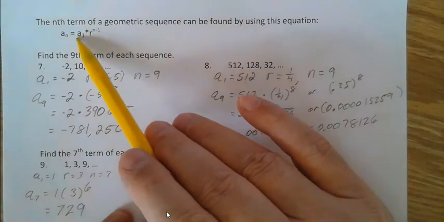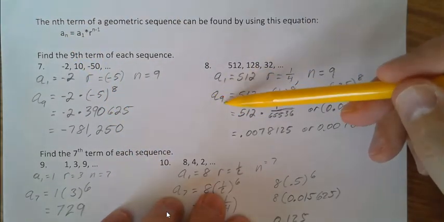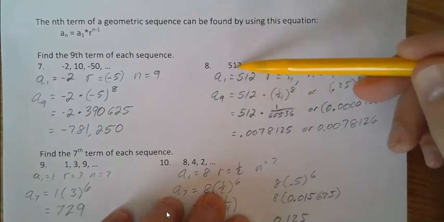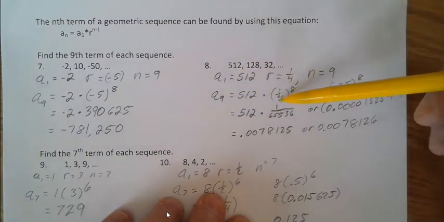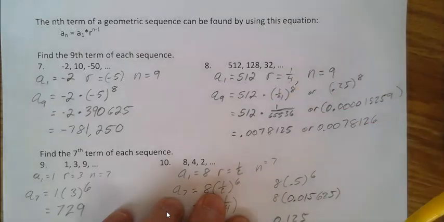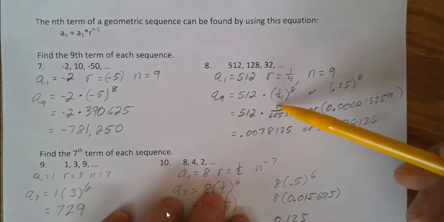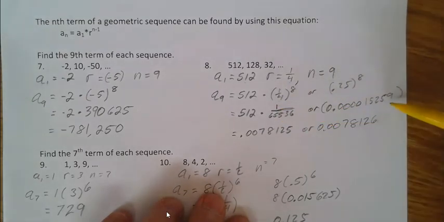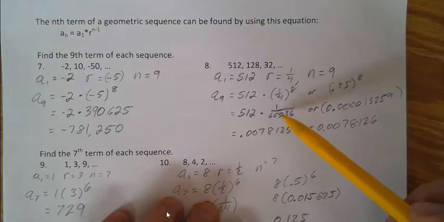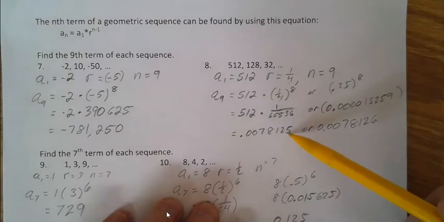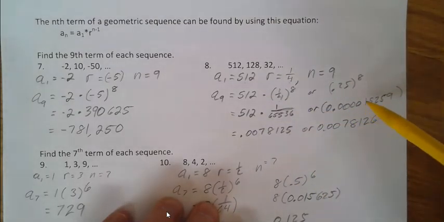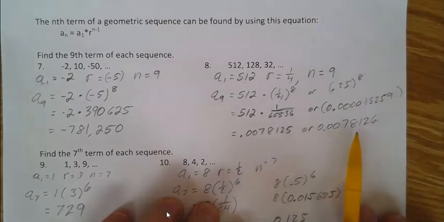So when you substitute into the formula, it is going to be a sub 9 is equal to the first term, 512, times the ratio 1/4 to the 8th. Now, when you do this on a calculator, depending on the type of calculator you have, you're either going to have 1 over this, or you're going to have this decimal number. One or the other. When you do this times this and round, you're going to get this. If you take this number times the 512, and round, this is what you're going to get. So slightly different answers, but both pretty close.